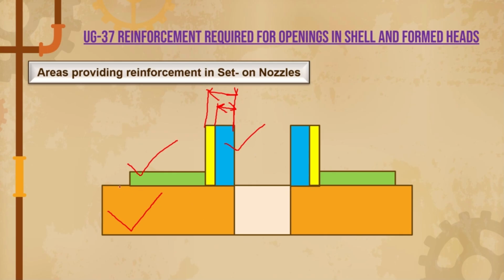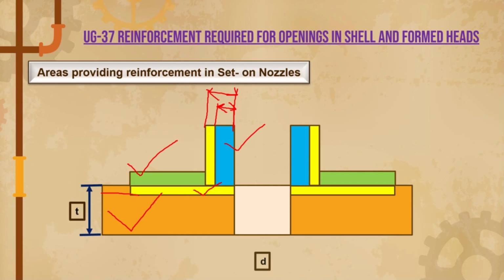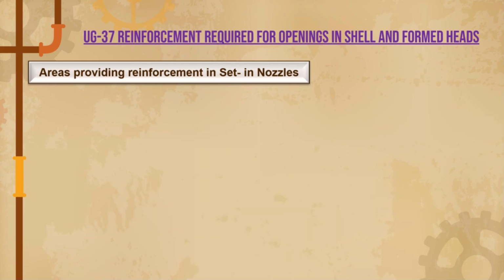And also we have the shell side. Also we have extra material, I mean extra thickness, right? So we need to remove this thickness as well. So this is the nominal thickness. If you remove this, this is our required thickness and this is the opening diameter. I hope you understand. So for the required area, you need to minus these yellow color thickness portions. Okay. Now let's see set-in nozzles.